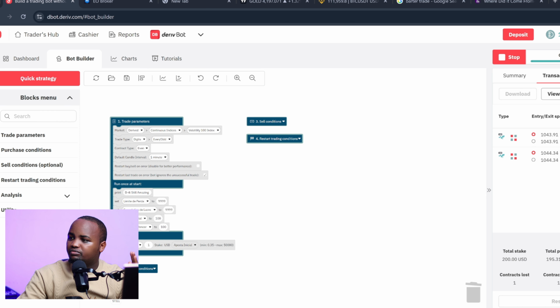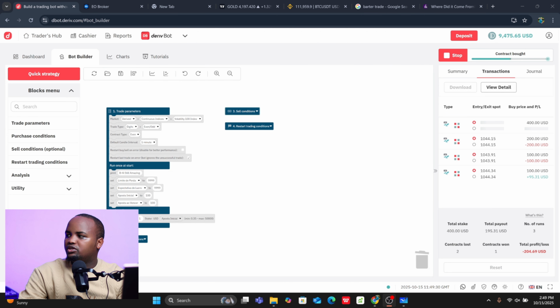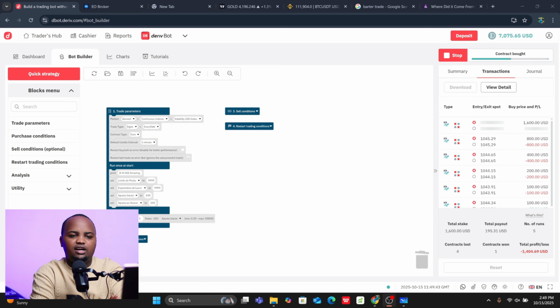Oh, let me put this clear. Yeah, you see, it is losing money here because I've selected even digit and it is losing money. Look at that. We got a win, so it's recovered.